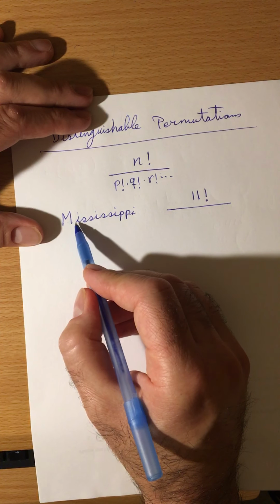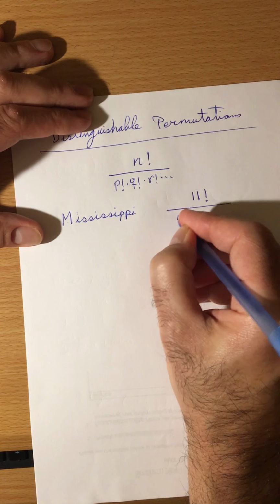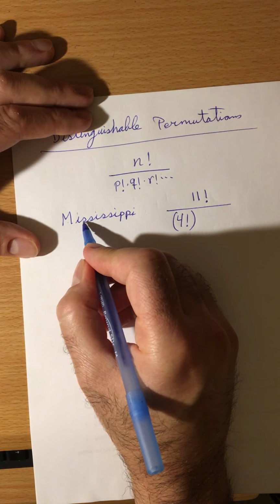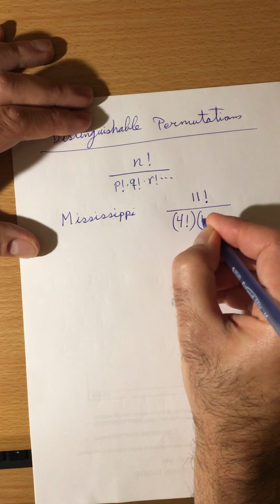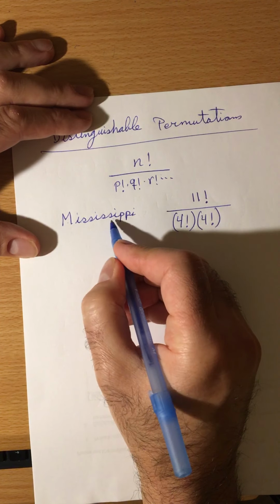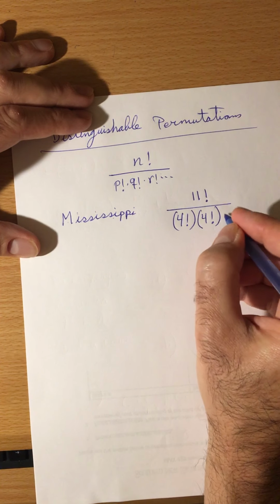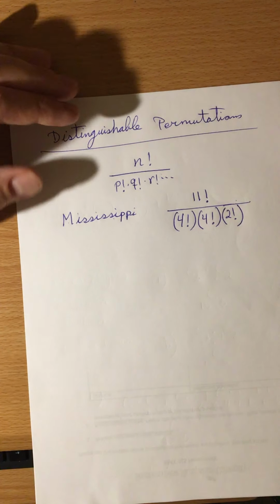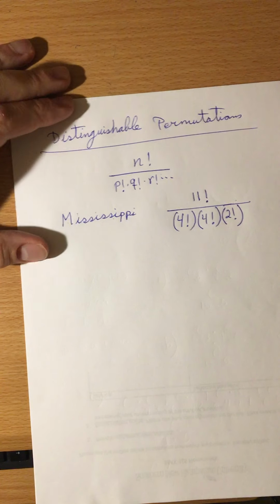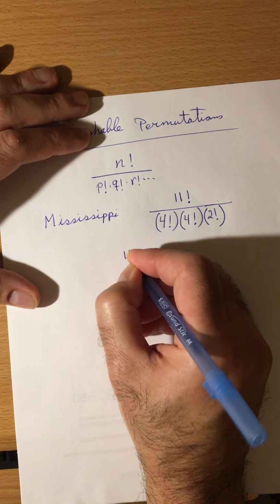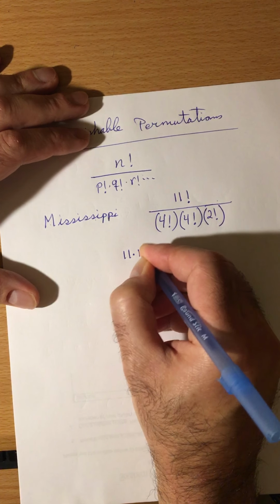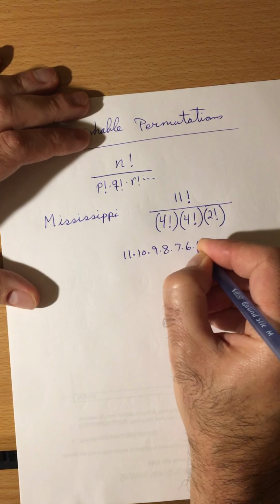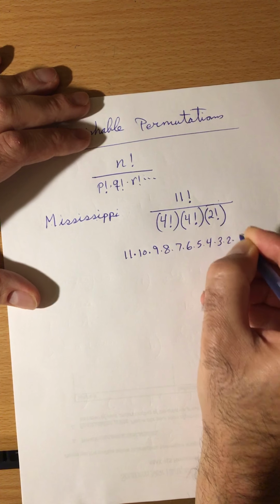Is I repeating? Yes. 1, 2, 3, 4. 4 times. That's 4 factorial. Is S repeating? Yes. How many times? 1, 2, 3, 4. That's another 4 factorial. What else is repeating? P is repeating. How many times? Twice. So that's 2 factorial. So you do all of that. We can do it by hand if you like. So 11 factorial is 11 times 10 times 9 times 8 times 7 times 6 times 5 times 4 times 3 times 2 times 1.